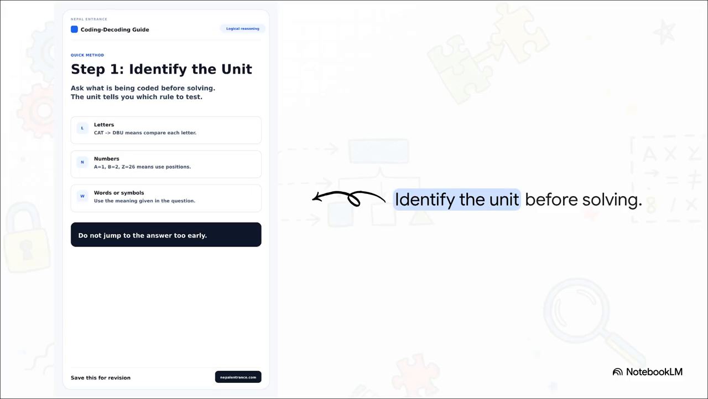Let's put that first step into action. Before you start trying to solve anything, just pause and ask yourself, what exactly changed here? What's our unit? Are we looking at letters changing into other letters? Are we looking at numbers? Or are we dealing with whole words and symbols? Pinpointing the unit tells you exactly which rule you need to start testing.